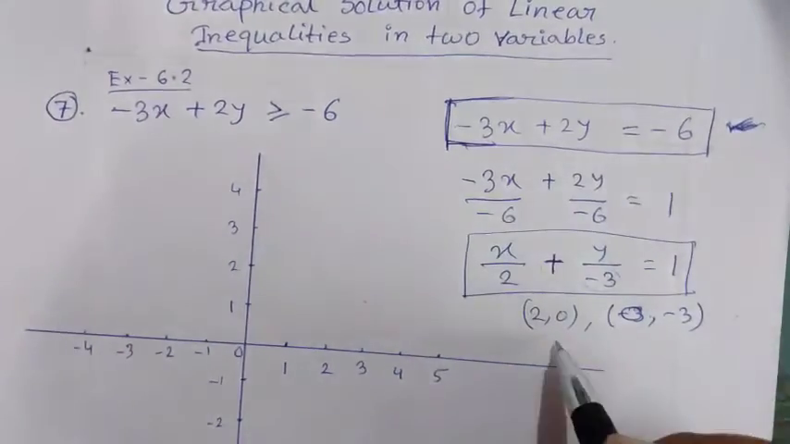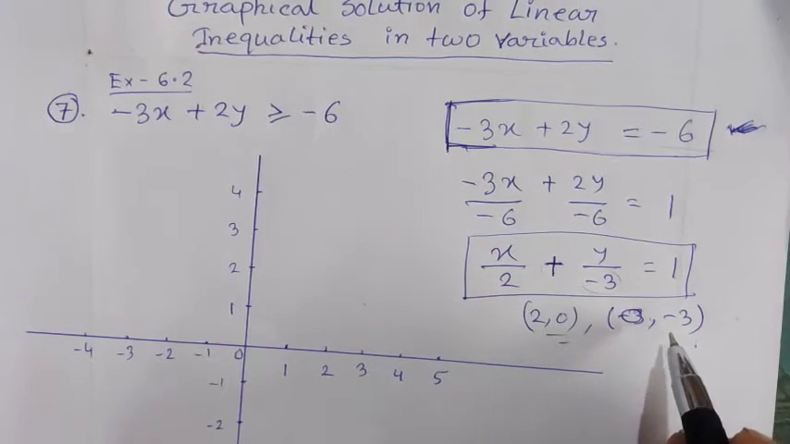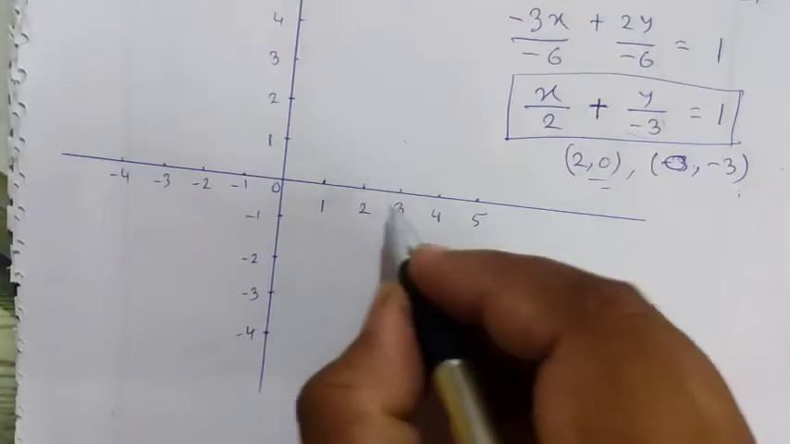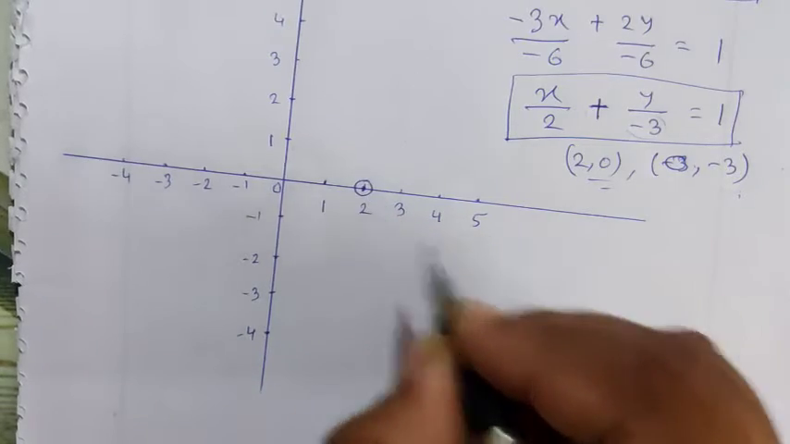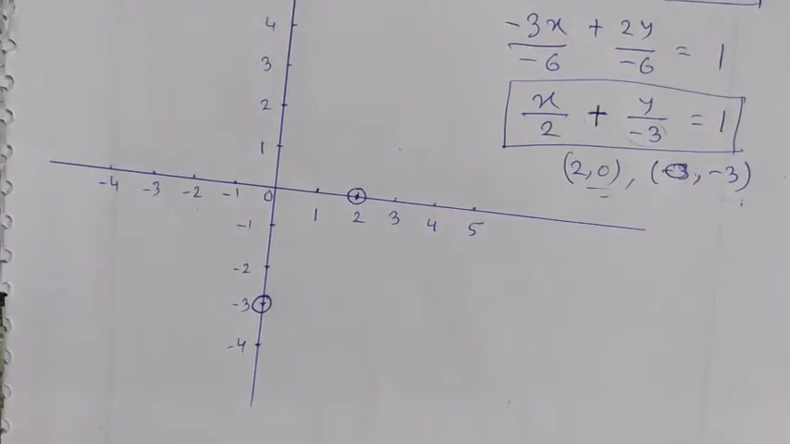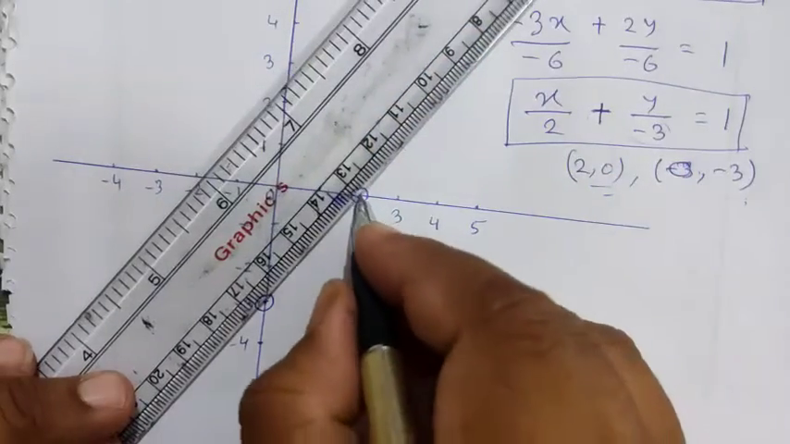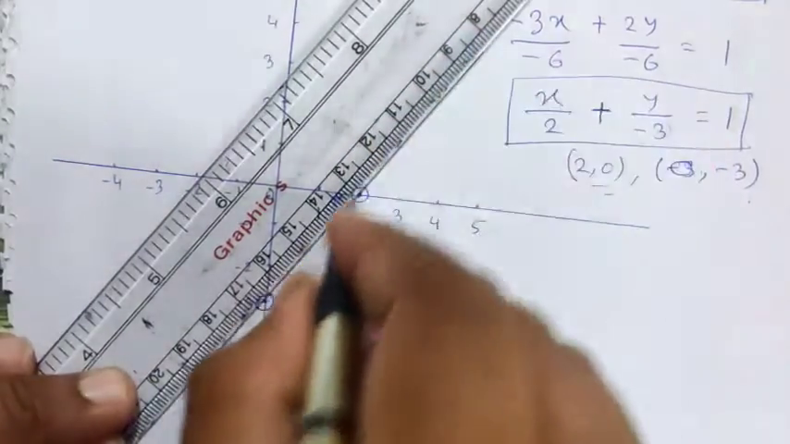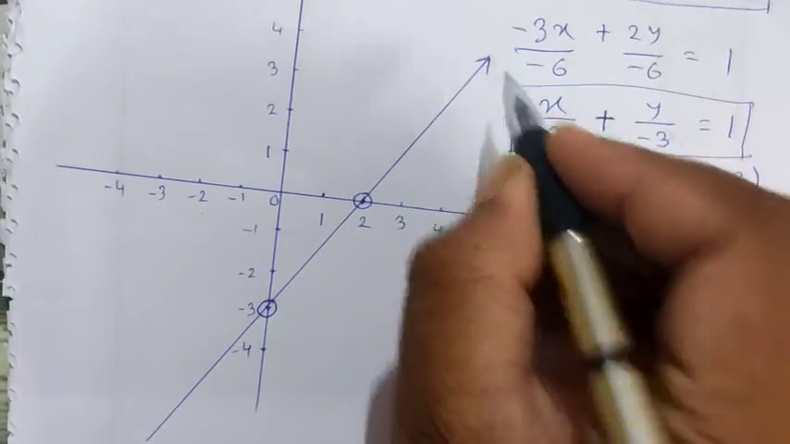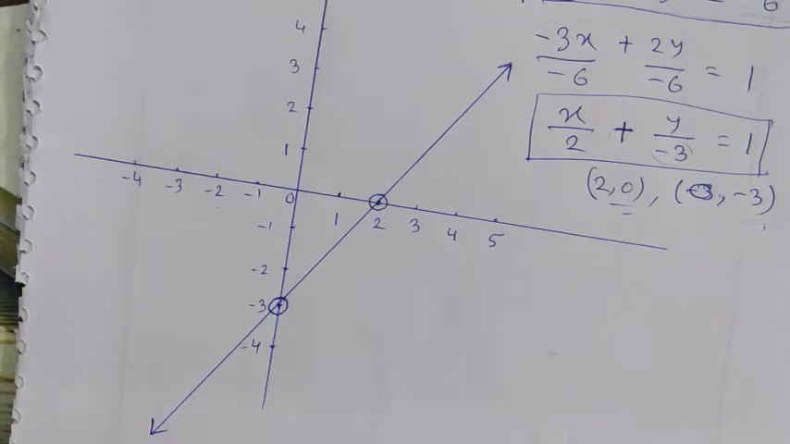This line will pass through these 2 points, and once we have got 2 points, then we can draw the straight line uniquely. So we plot the point (2, 0) here, and (0, -3) here. So we can draw the straight line uniquely. So we have obtained the straight line. Now since it is a straight line, arrow marks should be there on both sides. It should continue up to infinity.